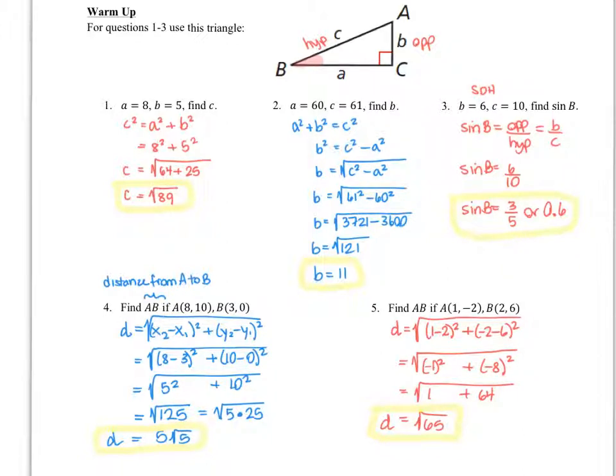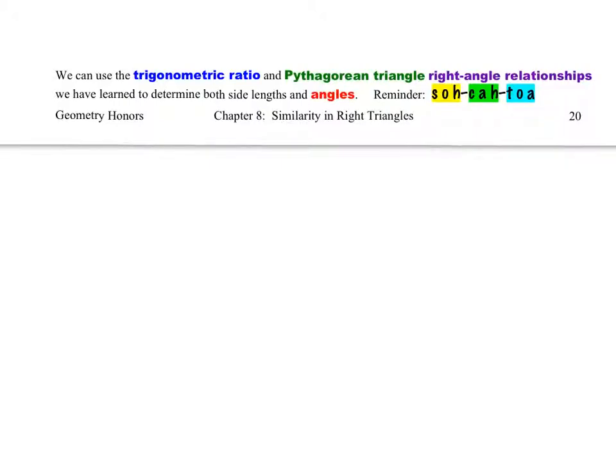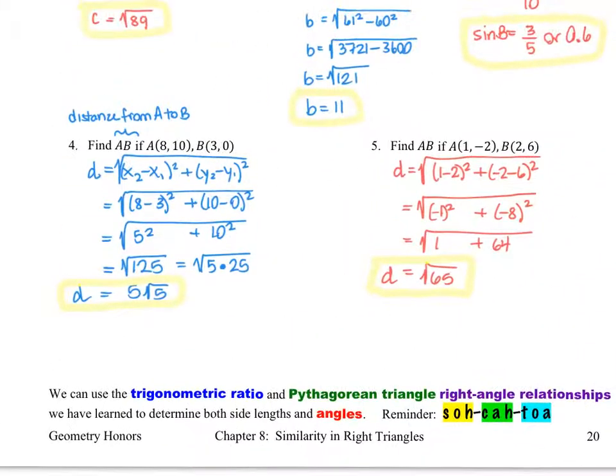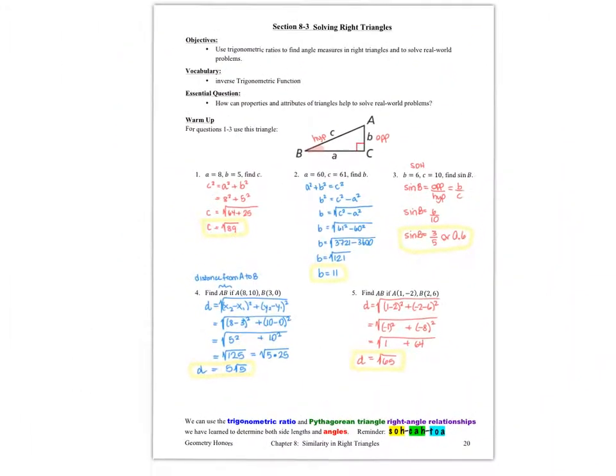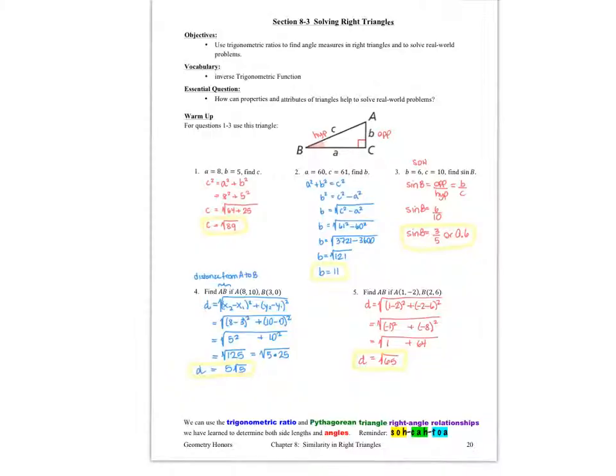Anyhow, let's move on. We can use the trigonometric ratios and the Pythagorean triangle right angle relationships that we've learned to determine both side lengths, like we've been doing, and angles, which is something different that we haven't done yet. So let's take a look at example 1 on the next page to get started.